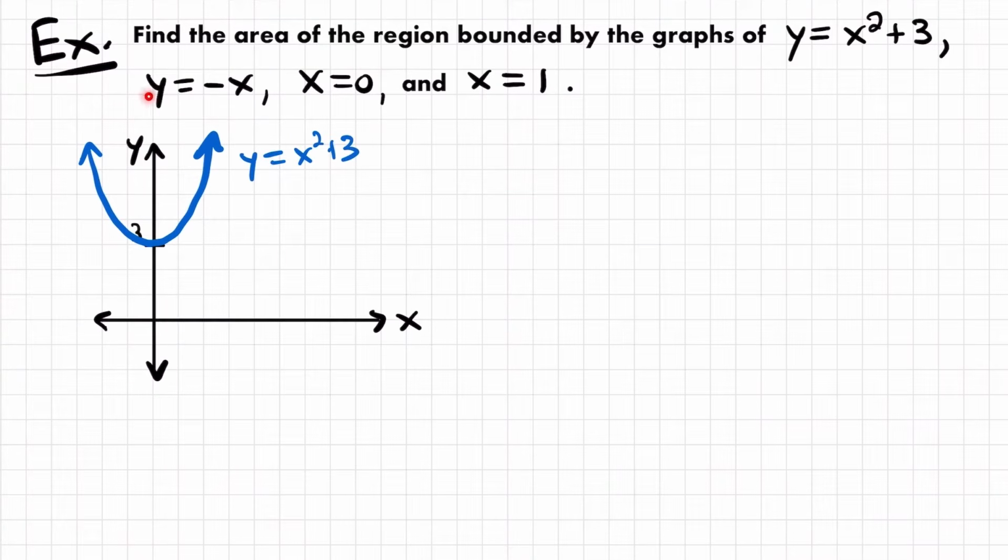And then let's graph y equals negative x. We know that y equals x is just a line with a slope of 1 that crosses through the origin, and so negative x would be the reflection of that line, or it would be a line crossing through the origin with a slope of negative 1, and so that line will look something like this.